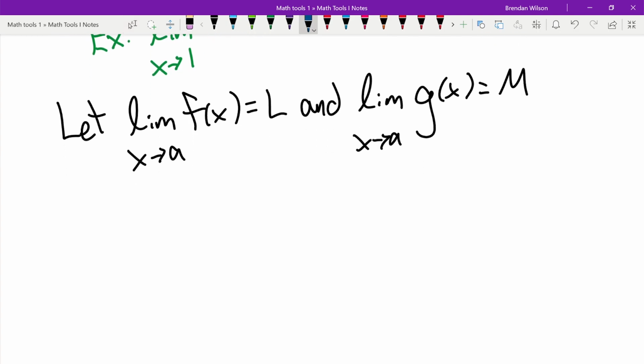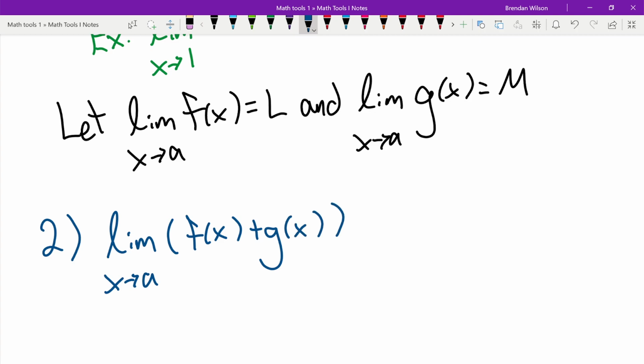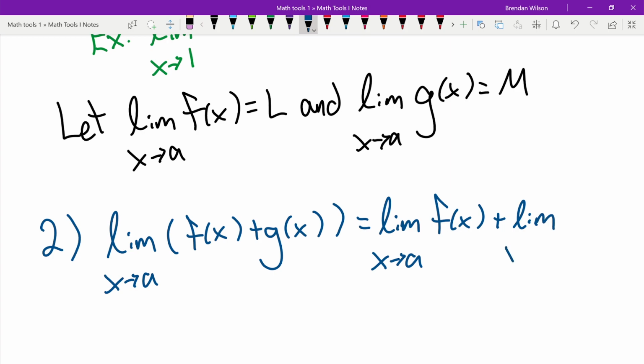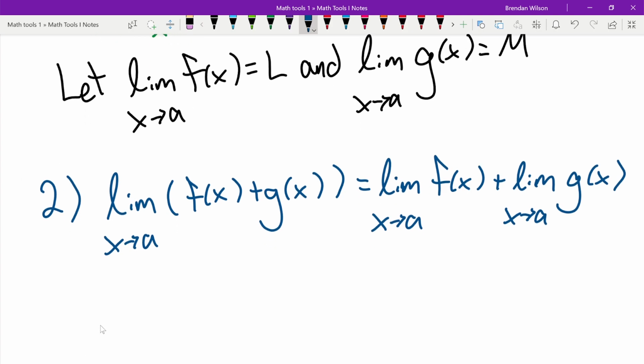Okay, so then the second law here, the limit as x approaches a of f of x plus g of x is equal to the limit as x approaches a of f of x plus the limit as x approaches a of g of x, which you could write as equal to L plus M then. So in other words, you can add the functions together first and then take the limit, or you can take the limit of the functions separately and then add them together. And we're going to actually be able to do this for pretty much every operation.